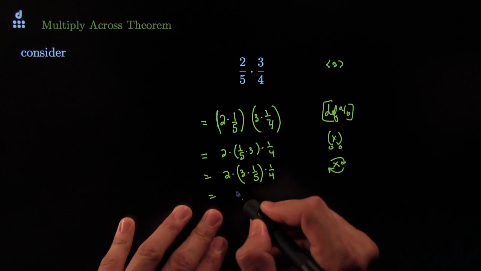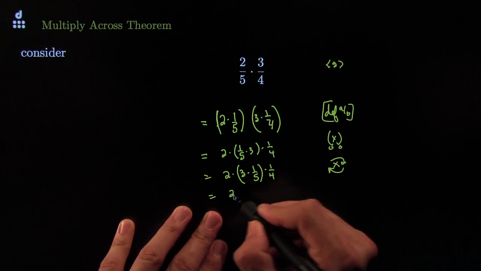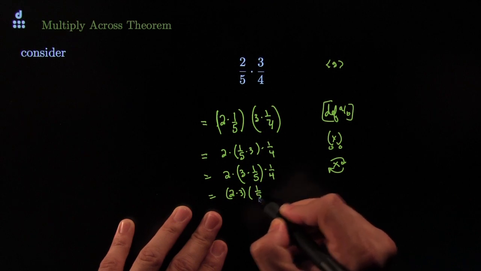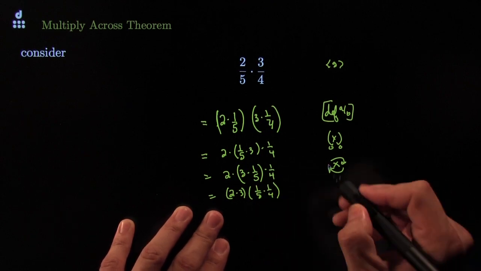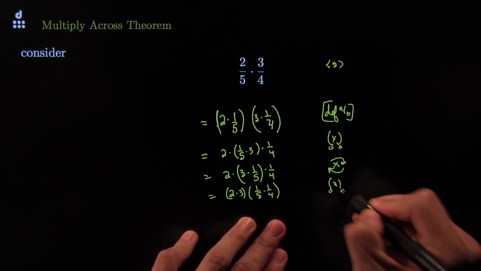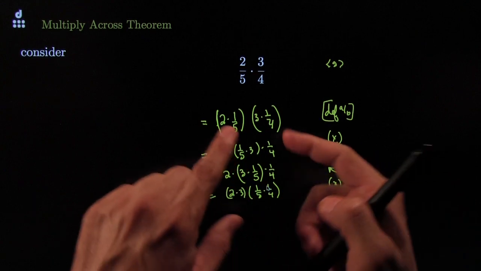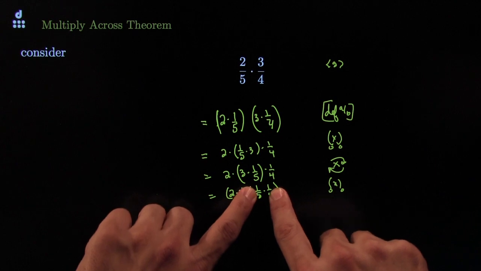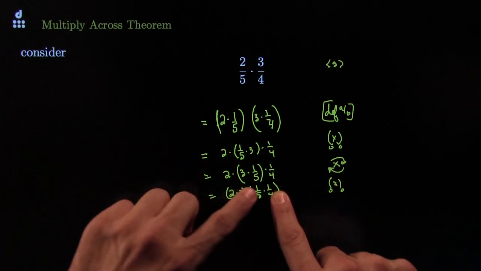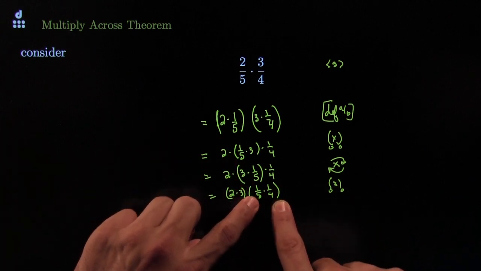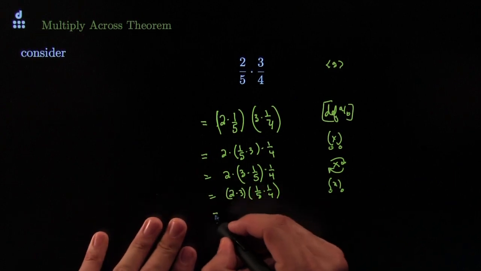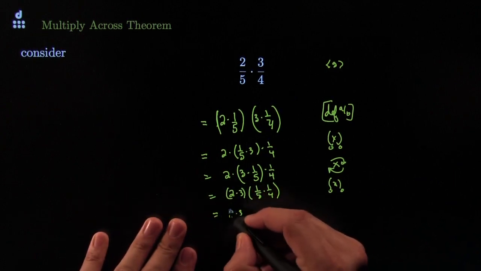Now I can reassociate again, and I can say, well, this is 2 times 3 times 1 over 5 times 1 over 4. And of course that's the associative law of multiplication. And now look what I've done. Essentially what I've done is I've brought these things down and I've written the fractions that have 1's on top. Why? Because I already knew how to multiply the fractions that have 1's on top. For that we could use the multiply the bottoms theorem. This makes it incredibly nice and elegant here.